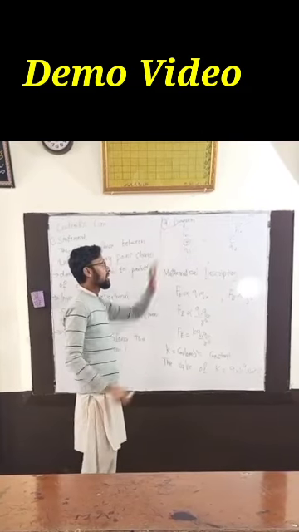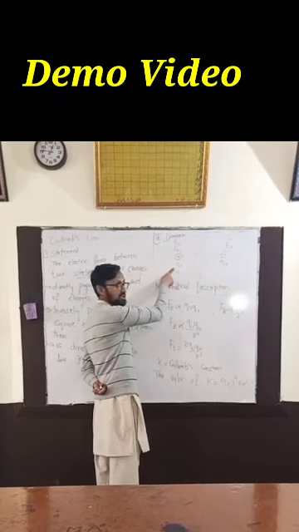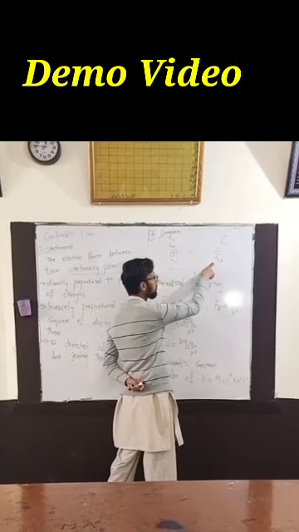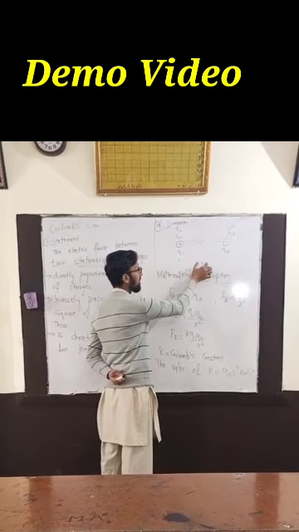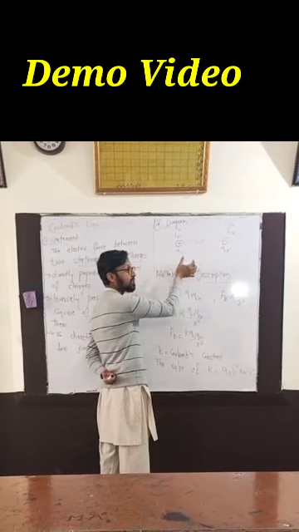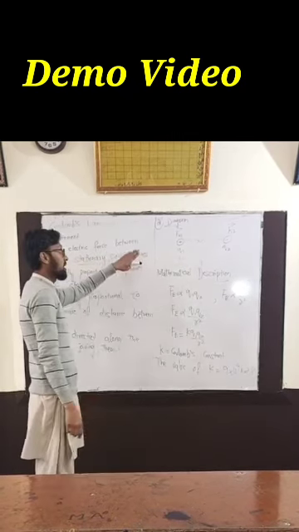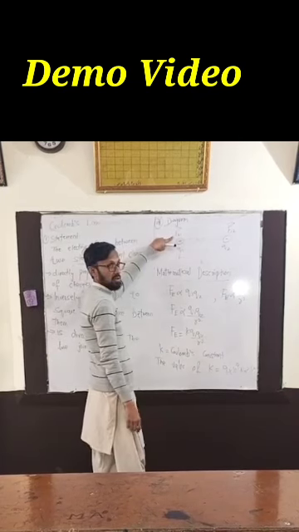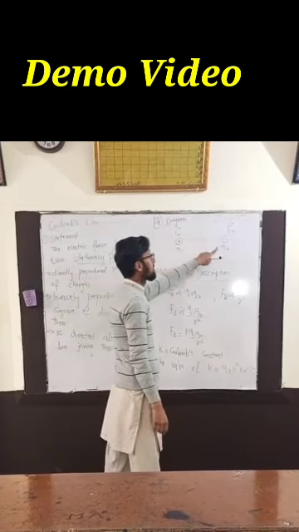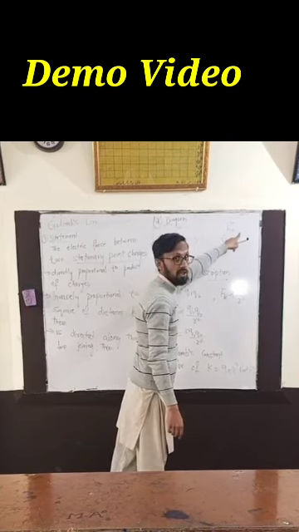Now, after the statement, we will come to the diagram. In the diagram, it is clear that we have two charges. The first charge is Q1, the second charge is Q2. And the distance between these two charges is denoted by R. This is the center to center distance. The force applied by Q1 on Q2 is called F21, and the force applied by Q2 on Q1 is called F12.